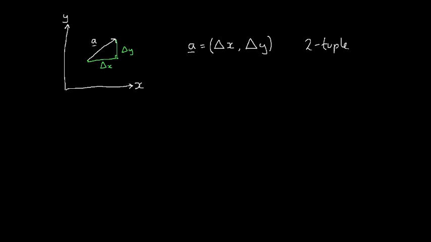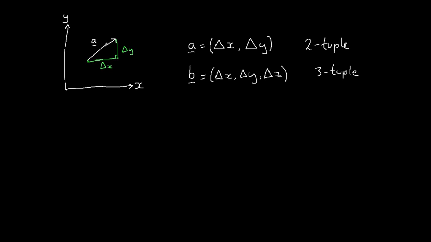For most applications, we actually have vectors in three-dimensional space. So if I have another vector b, and this is in three-dimensional space, we have delta x, delta y, and we have delta z because we're looking along the third dimension. And that's an example of a three-tuple. Obviously, in n-dimensional space, you have an n-tuple, and therefore you have n values. So delta x, delta y, and whatever other dimensions you have. But for most applications, vectors in three-dimensional space are most common.